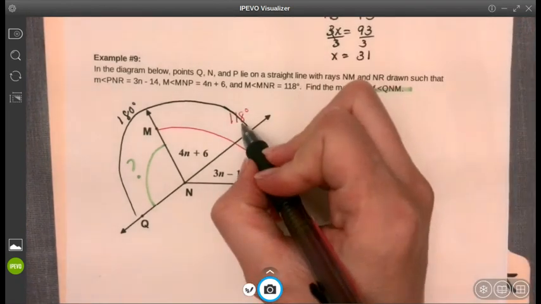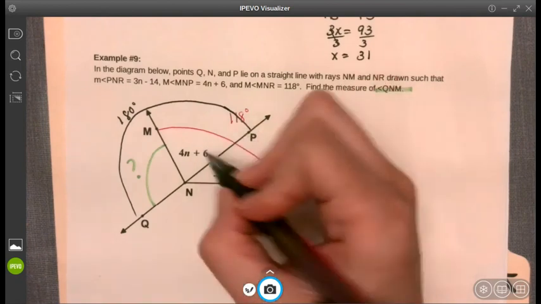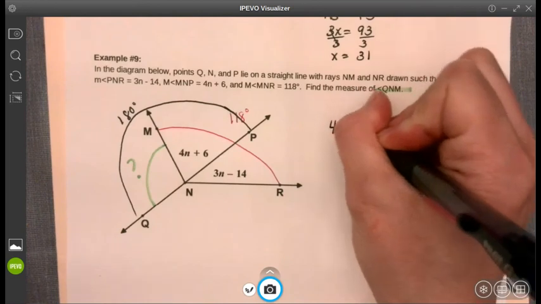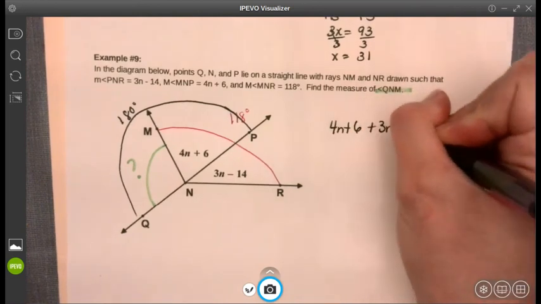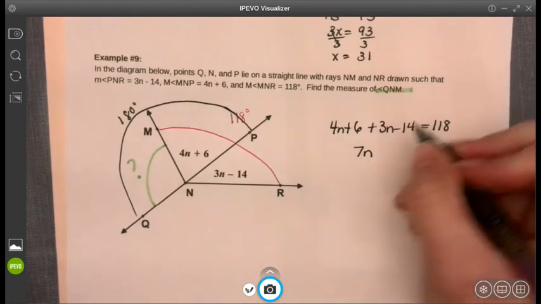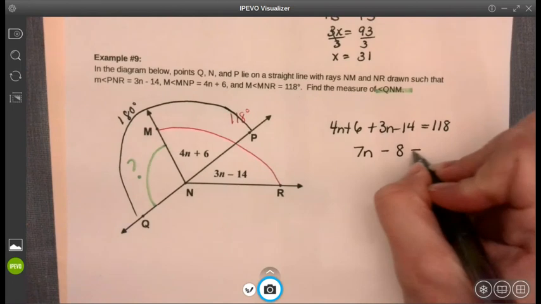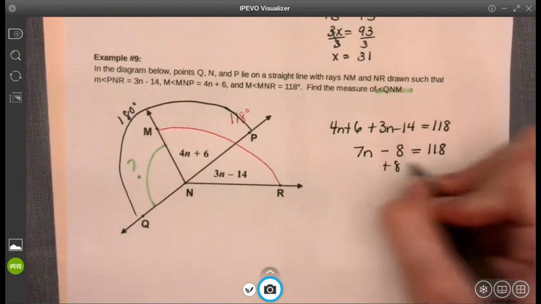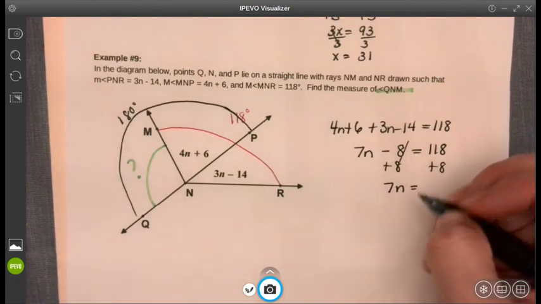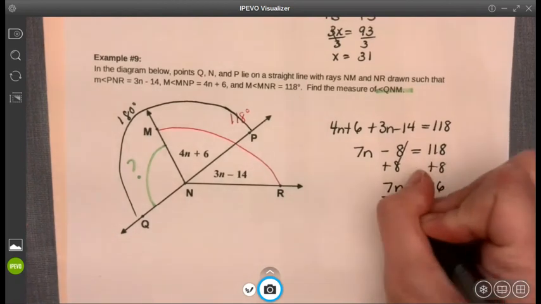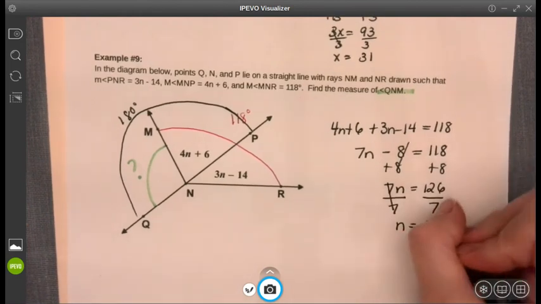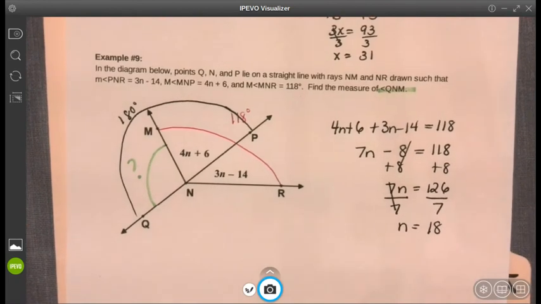They're not complementary, they're not supplementary. We just know that these two together add up to 118. So I know that 4n plus 6 plus 3n minus 14 all add up to 118. So that leaves me with 7n, take away 8 equals 118. I'm going to add 8 to both sides. I'm left with 7n equals 126. Divide by 7, and I get n equals 18. So now I know that n equals 18.